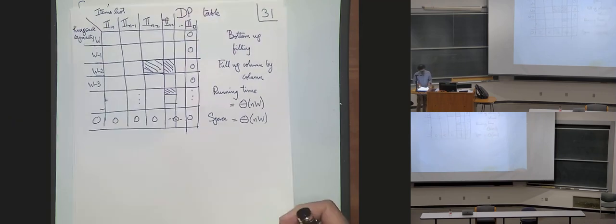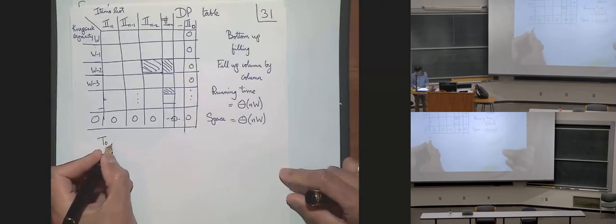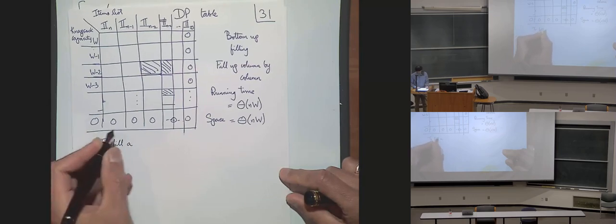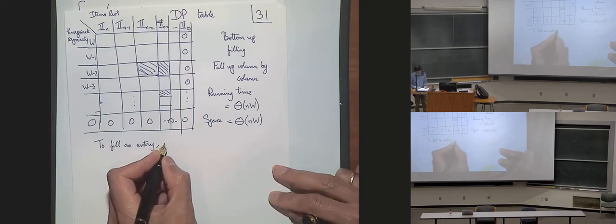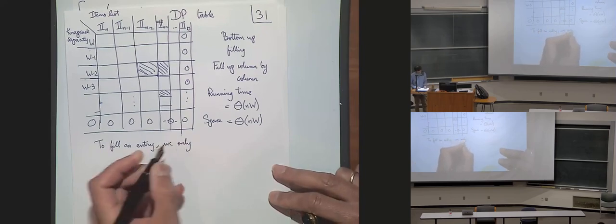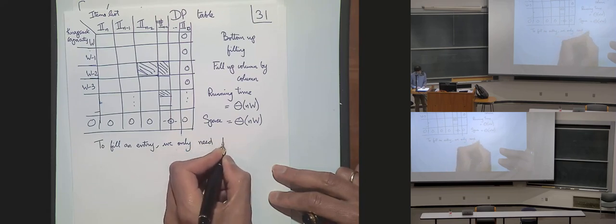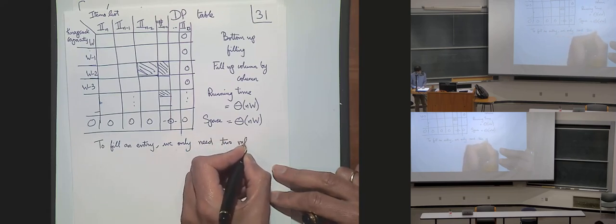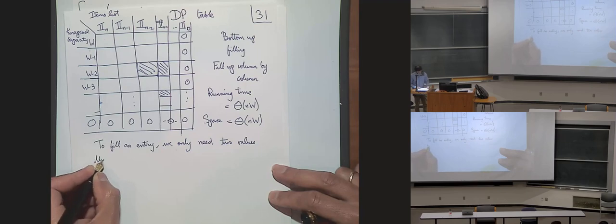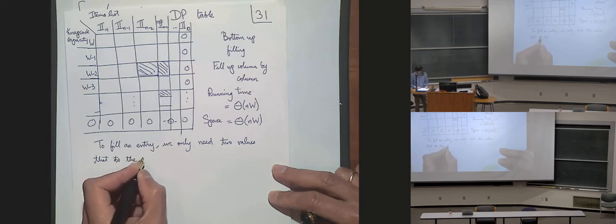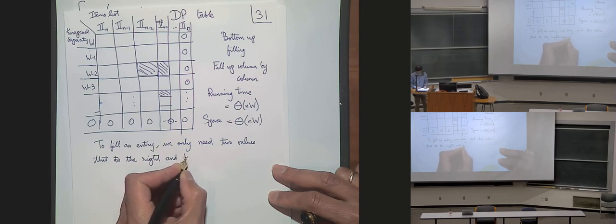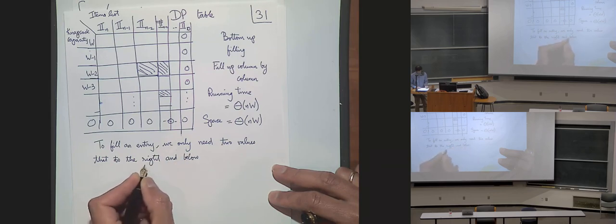Right? To fill up a square, to fill an entry, we only need 2 values that are to the right and below.